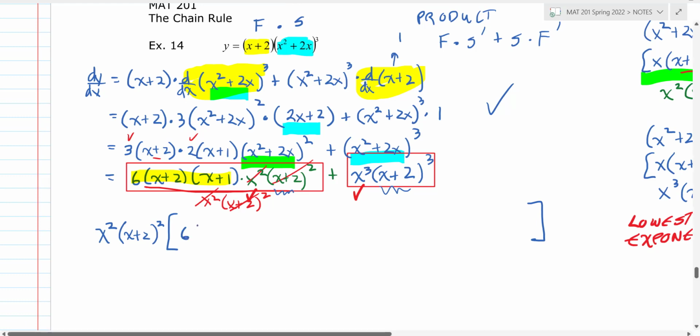Okay, so that's going to be 6 times x plus 2 times x plus 1, which, yeah, we'll have to multiply that out. So we have that. And then over here, we would have to divide this by that common factor, which is x squared, x plus 2 to the second. Okay, like that.